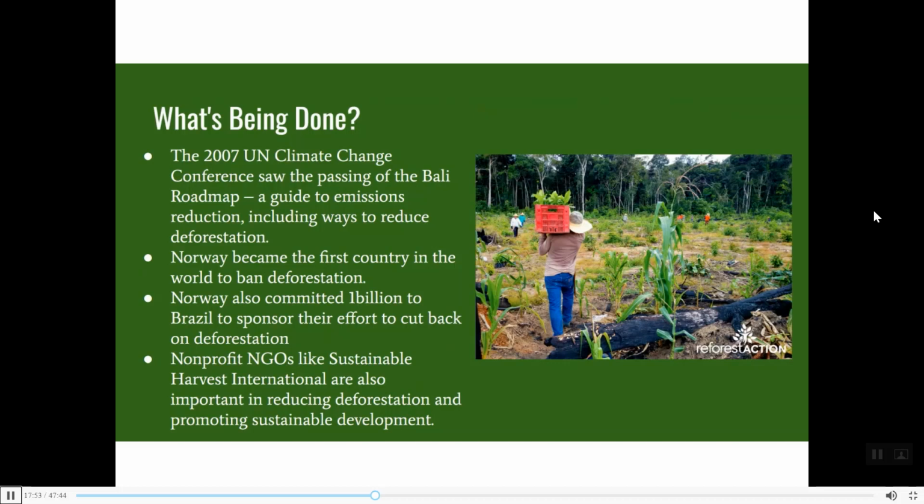Other things being done are by nonprofit NGOs like Sustainable Harvest International. They are also important in reducing deforestation and promoting sustainable development. Sustainable Harvest International has established programs in Honduras, Panama, Belize, and Nicaragua that work with native farmers to help them resist the temptations of deforestation and achieve economic viability on their own. Sustainable Harvest International helps provide communities with long-term assistance and promotes independent development instead of relying on outside aid.